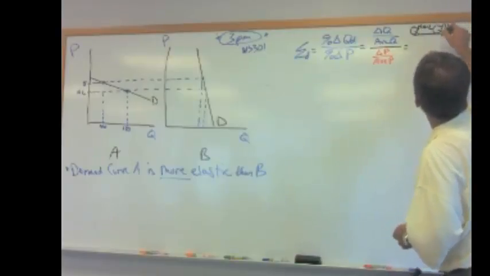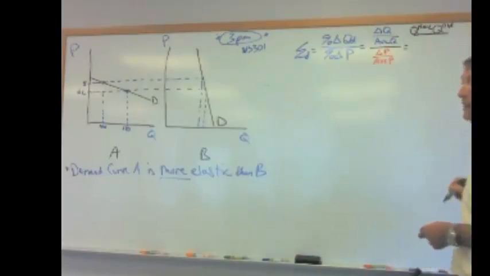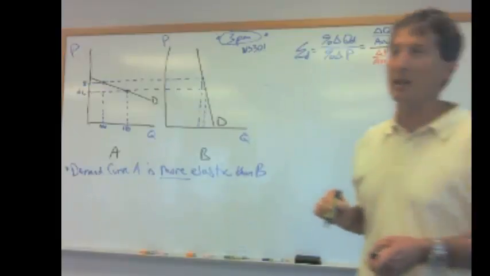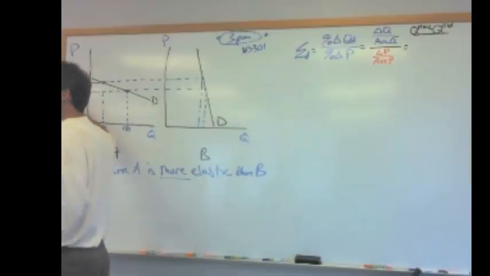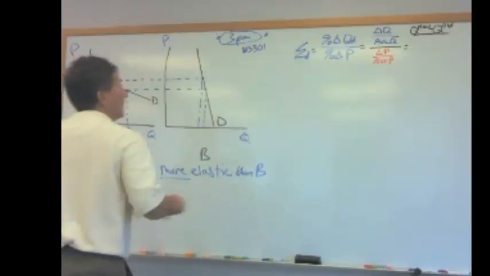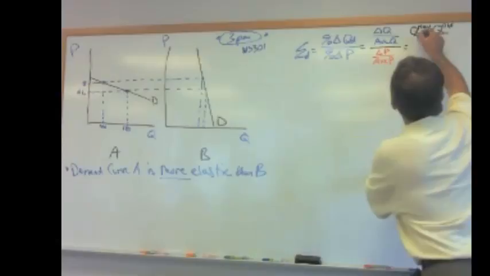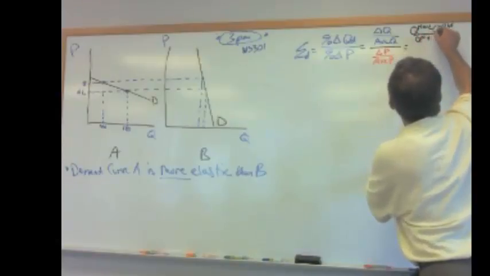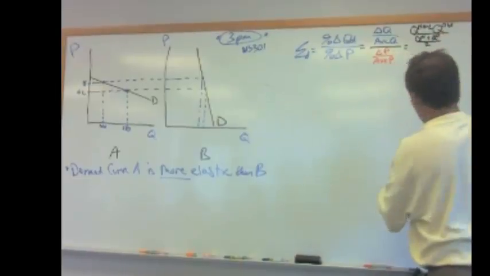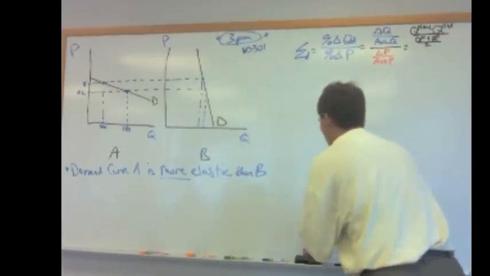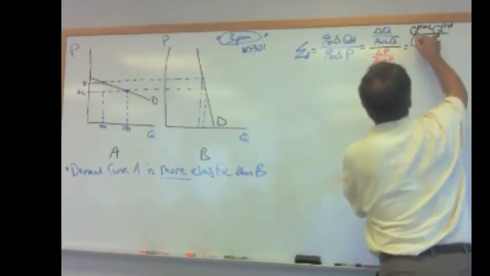divided by the average quantity, which, if we do the math, how do we figure out the average of these two numbers? I mean, we know it's 7. Our gut feeling is 7 is the average, but how do we get that? Add them up and divide by 2. So it's actually Q new plus Q old divided by 2 is the average.